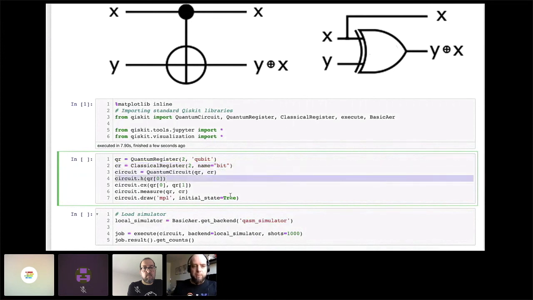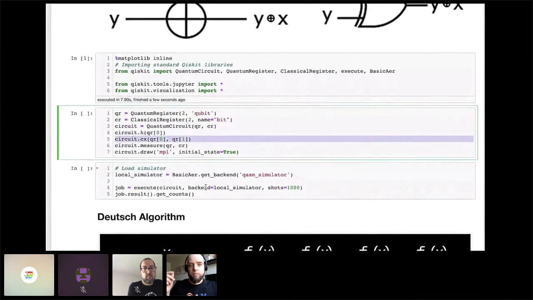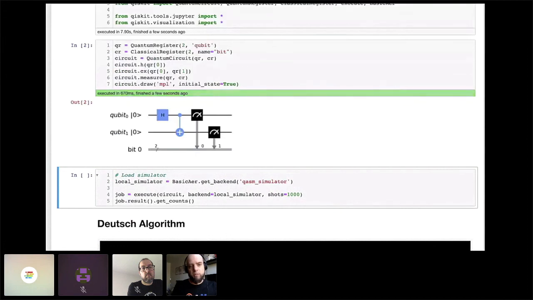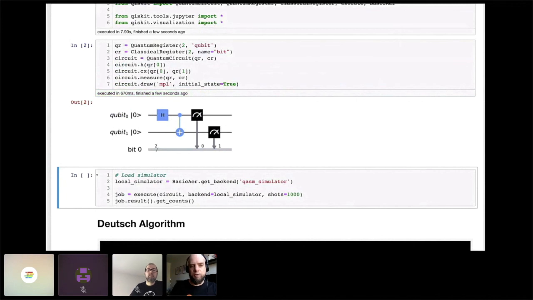Then we apply the Hadamard gate on qubit 0. And then on qubits 0 and 1, we're going to apply the CNOT gate, represented here as CX. And then we're going to measure the results. The circuit looks exactly like this, right? And this is usually known as the hello world of the quantum world. It's known as the Bell state.